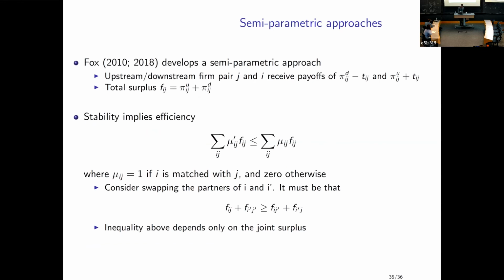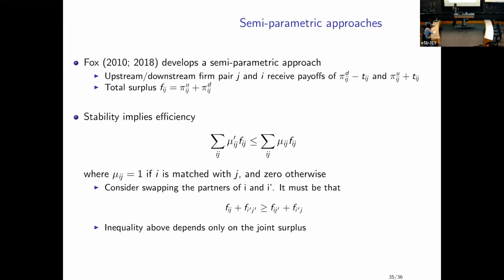Then there's another class of approaches that is based on work by Fox and some co-authors of his as well, that had an early semi-parametric approach that had some initial issues but has been fleshed out a lot more now. Okay, so I will mention it. So imagine that there's an upstream and downstream firm pair, J and I, that receive payoffs: pi of ij for the downstream firm minus some transfer between the firms, and pi of ij for the upstream firm plus tau ij. So there's some total surplus F of ij.